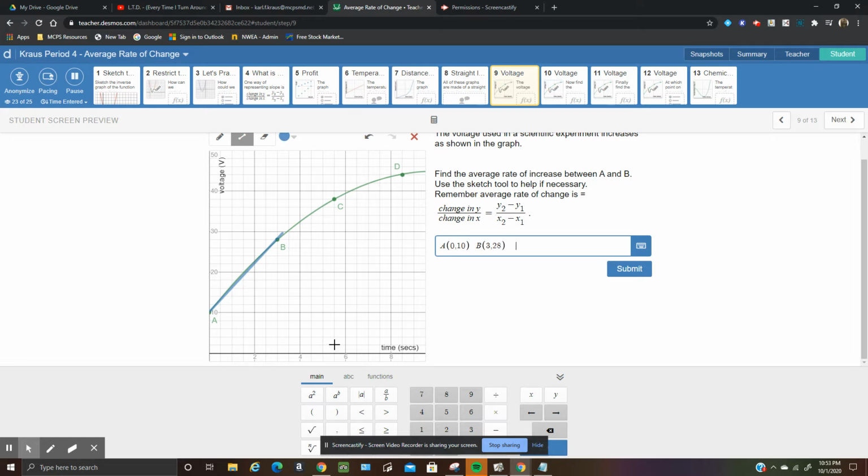And then the rate of change would be 28 minus 10 over 3 minus 0. That is equal to 18 over 3, which is 6 volts per second.